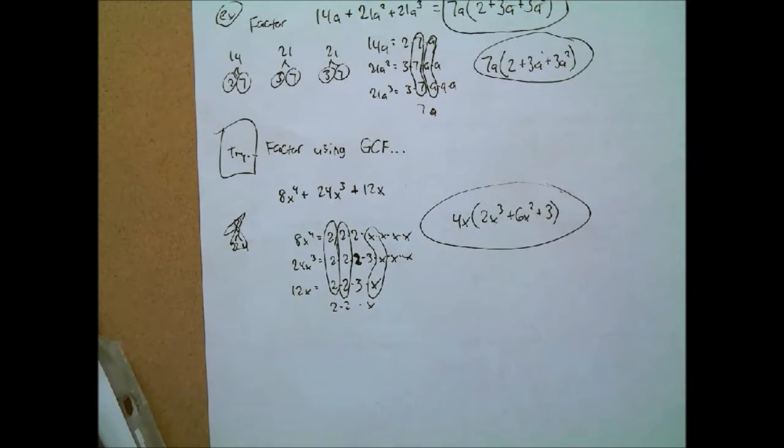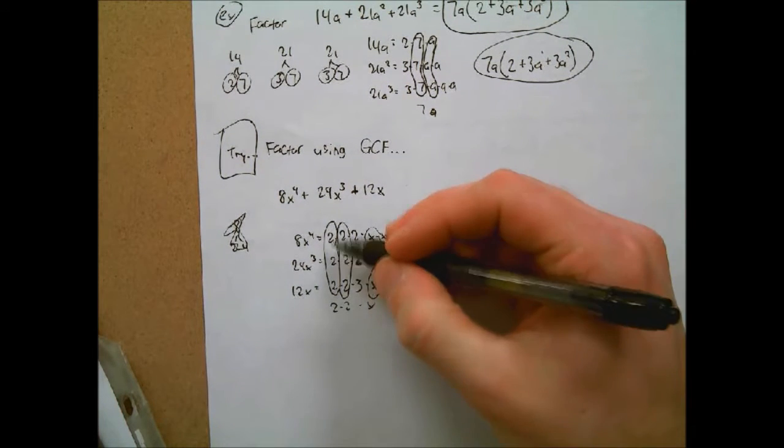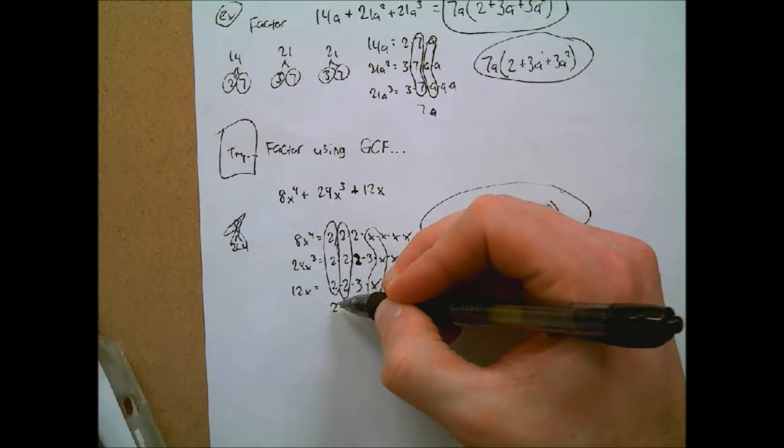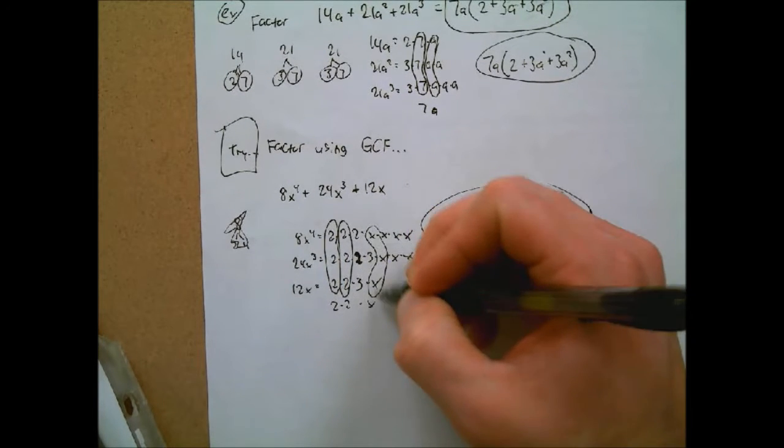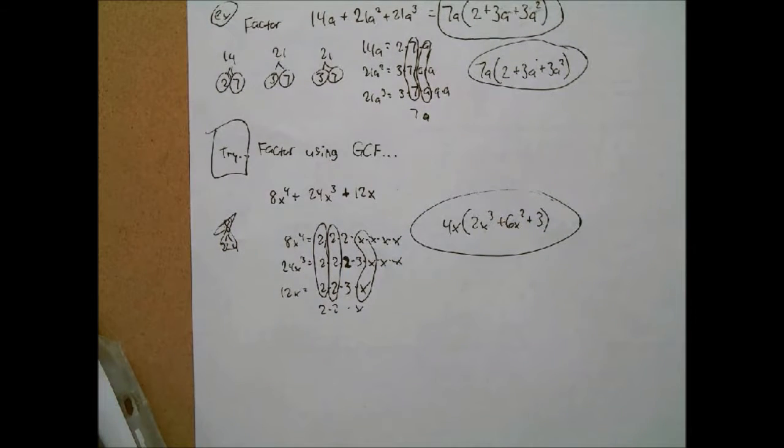Because it's shared between all three, we're going to pull out 1, 2 from all three. We have another 2 we can still pull out from all three, and we have one x that we can pull out from all three. Shared. I see what you're saying there.